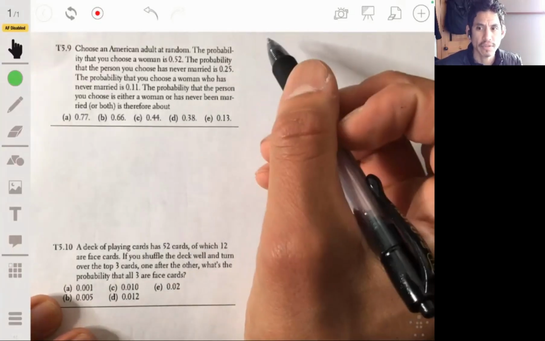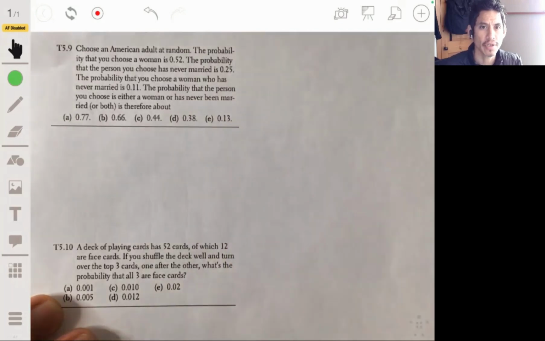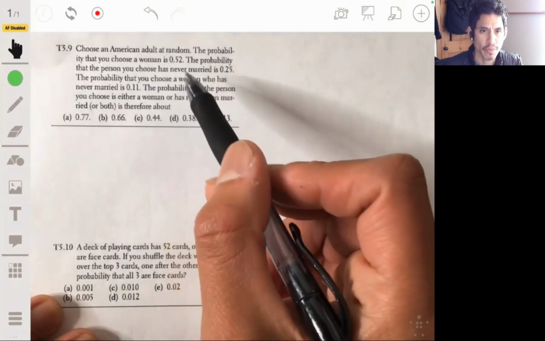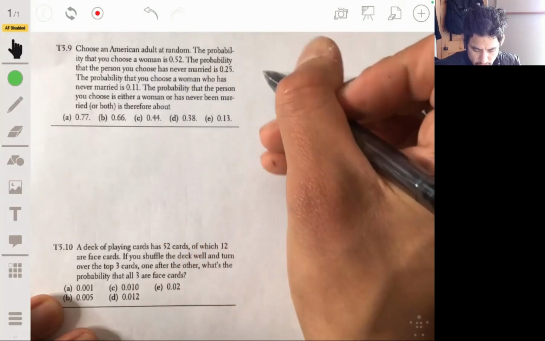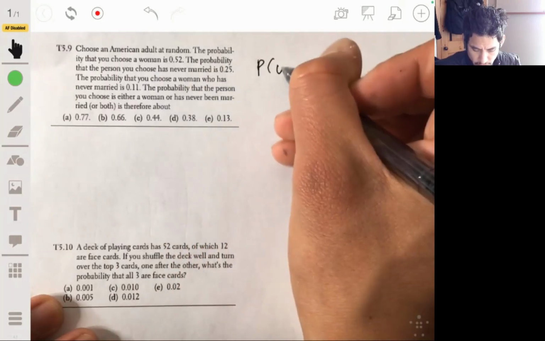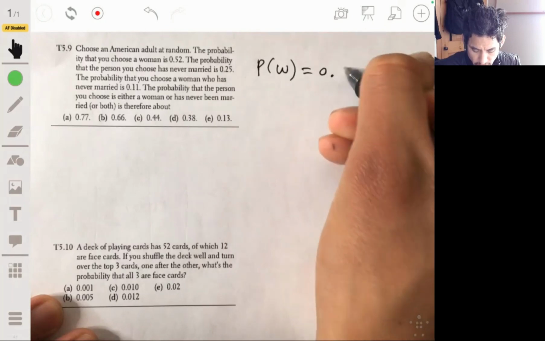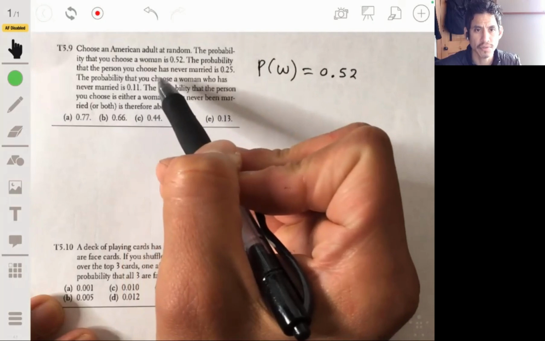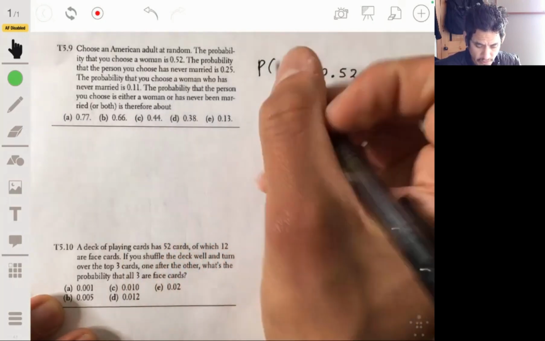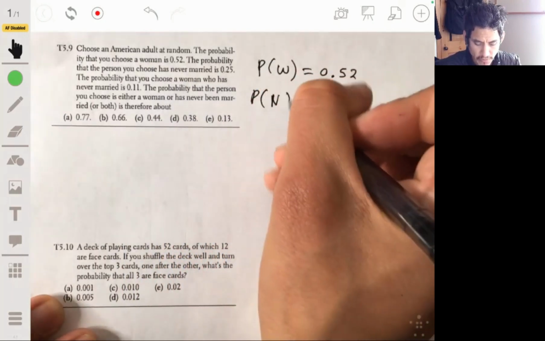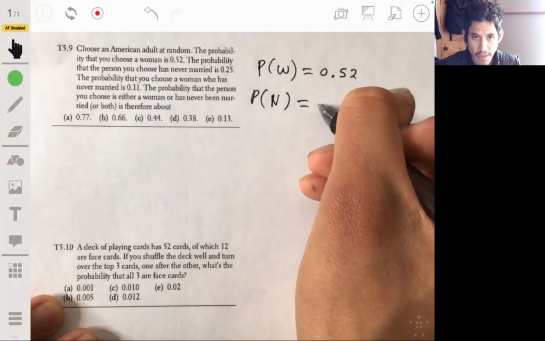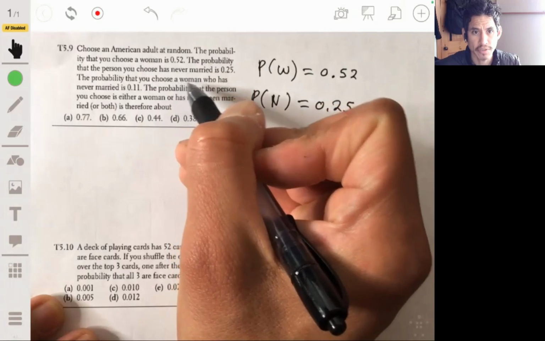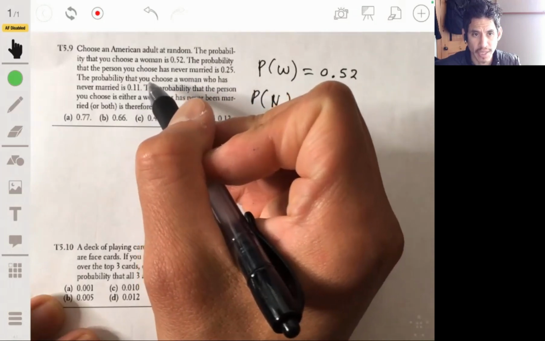All right, problem 9. It says that we're going to choose an American adult at random, and the probability that you choose a woman is 0.52. So let's start off by writing the probability of W is 0.52. Then the probability that the person you choose has never married is 0.25. So let's write the probability of N for never married is equal to 0.25. And the probability of choosing a woman who has never married is 0.11.